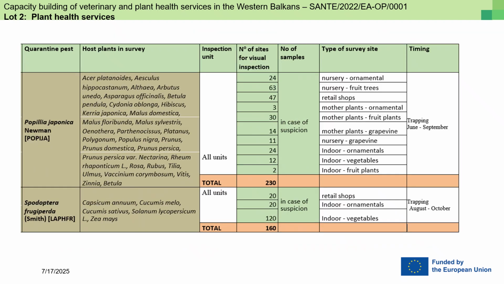In case of trapping the adult insects, the timing is defined appropriately to the life cycle. When the flying beetles or moths have emerged, they mature, feed and copulate for a new generation. This is June to September for Japanese beetle and August to October for Spodoptera frugiperda. This is different for every pest.